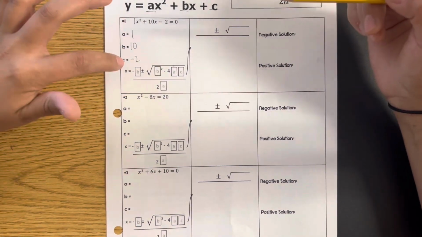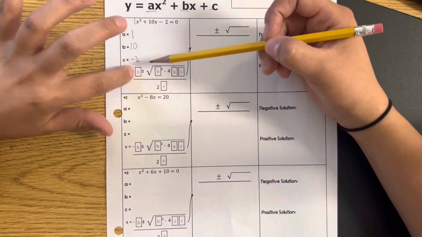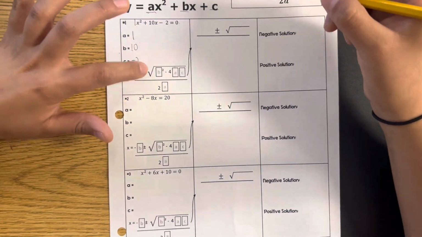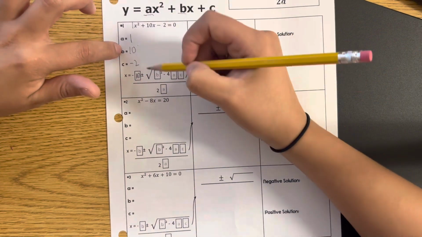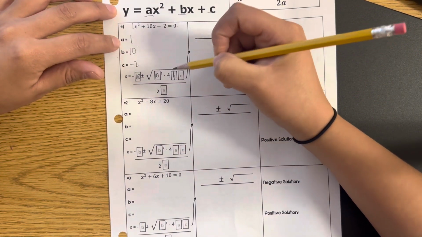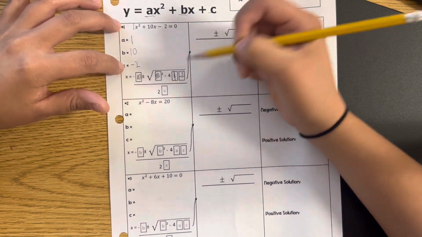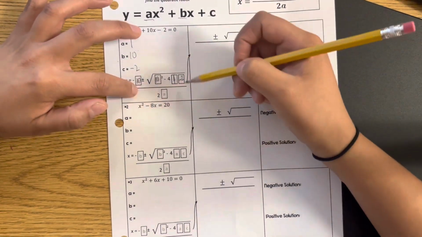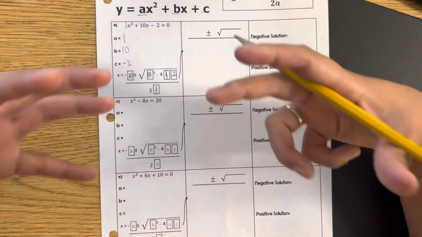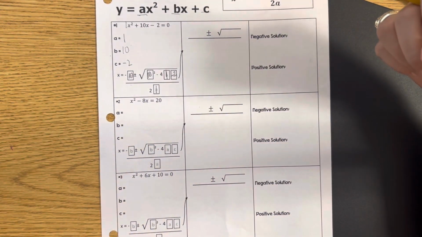So if we look at the first one, negative b, the b value is 10, so we're going to plug that there, plus minus the square root of b squared, which is 10 squared, minus 4 times a, which is 1, times c, which is negative 2, okay? All over 2 times 1 again. So that's being able to plug into the formula for the quadratic formula, okay?